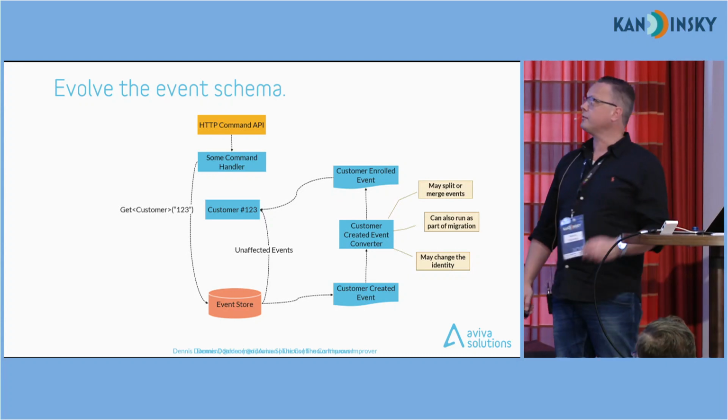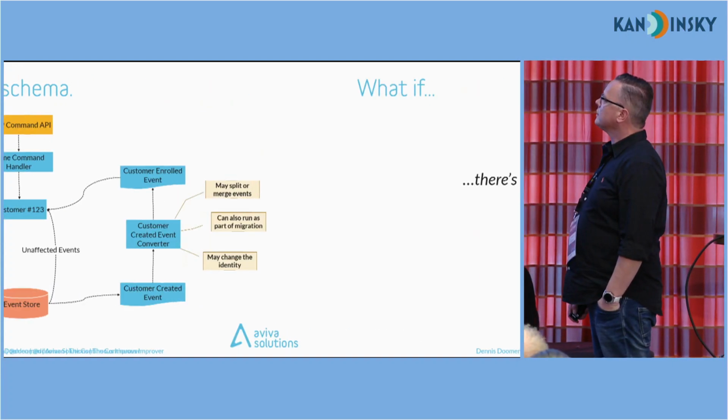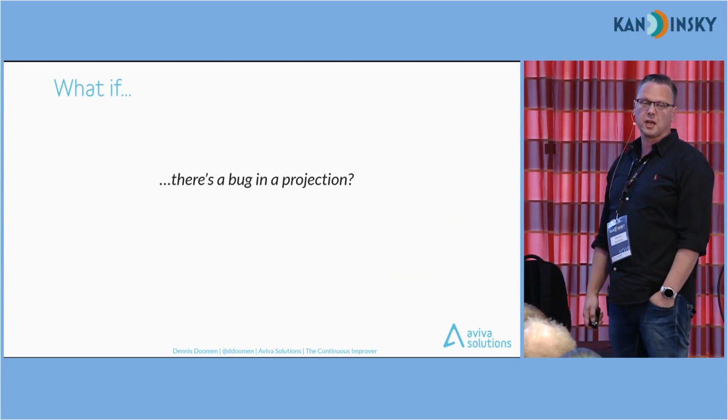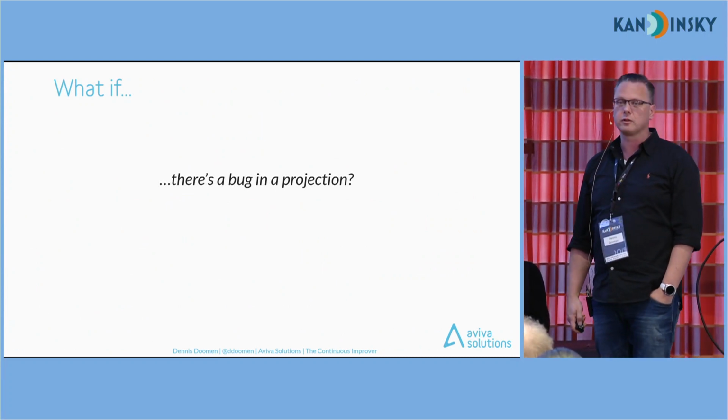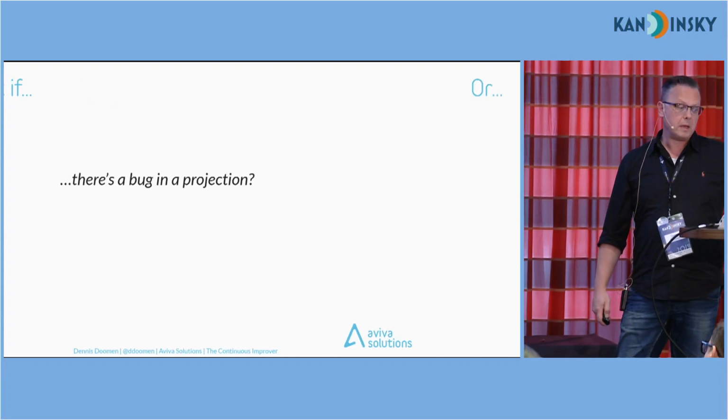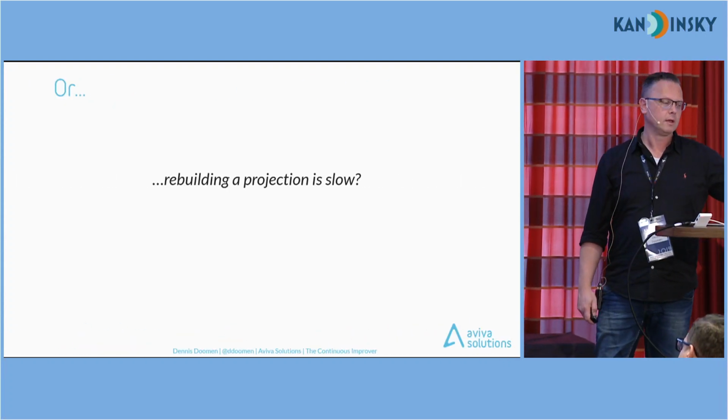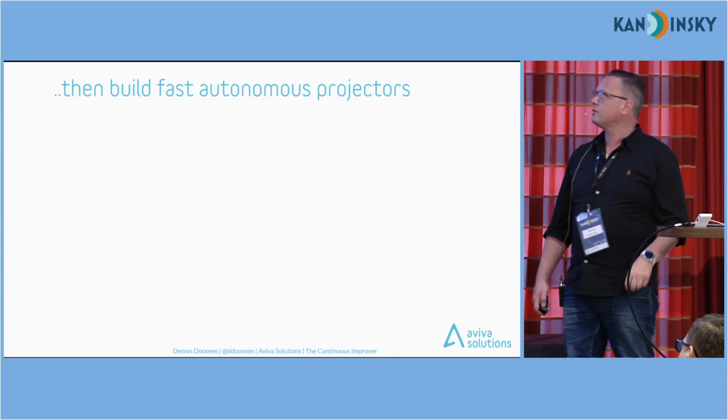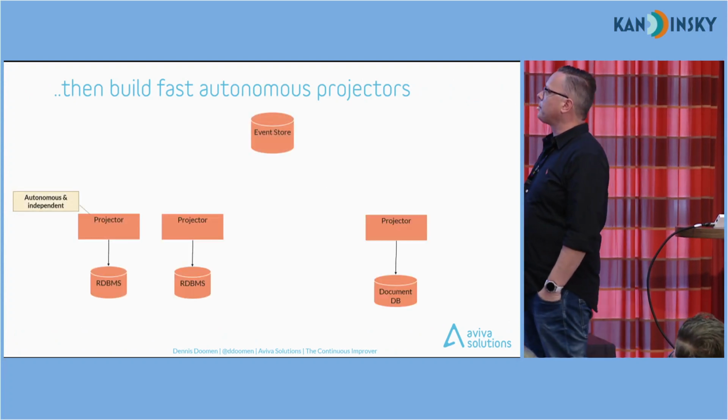So we have 10 minutes left. Yeah. What else? Yeah, there's a bug in the projection. Happens. I mean, I produce lots of bugs. Rebuilding is slow. Can also happen. You can then make sure that you build fast autonomous projectors. And I already touched a couple of this.